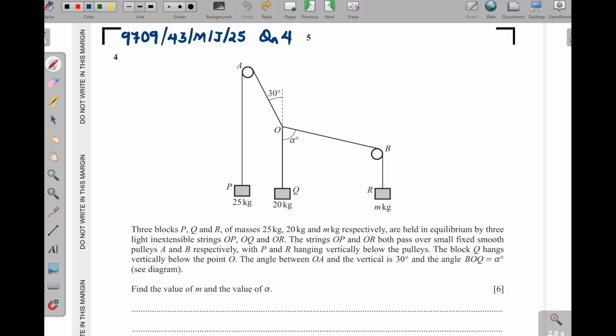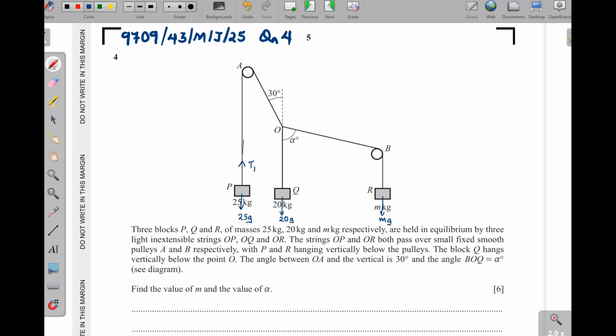Since this one is a string, there is going to be tension in that string. Maybe that one is going to be T1, and this one here is going to have weight. Weight acts downwards, and weight is equal to mg. So this will be 25 g. This one here will be 20 g. This one here will be mg.